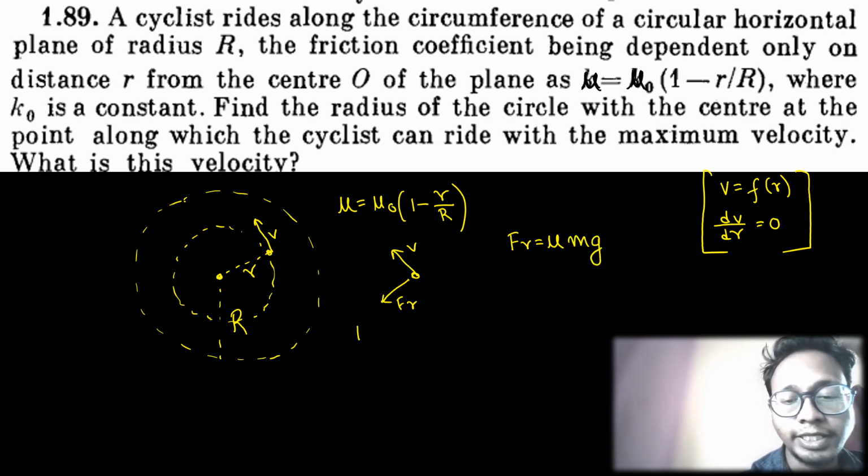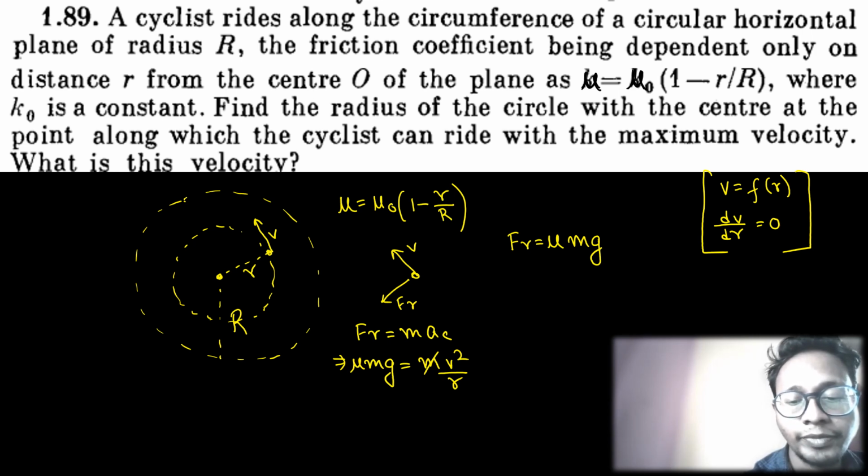So can I say the friction force, mu mg, is equal to the centripetal force, m v square by r. So m and m will get cancelled, and our value would be v square is equal to mu g r.